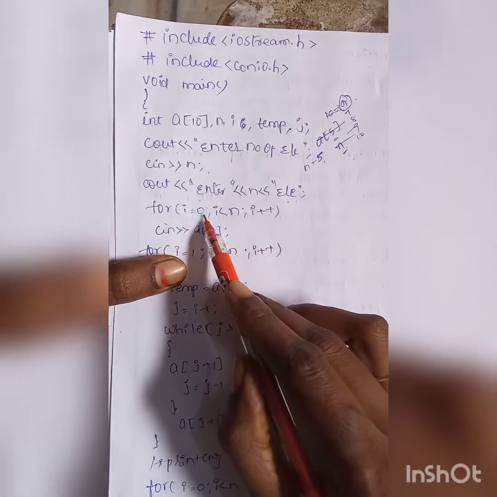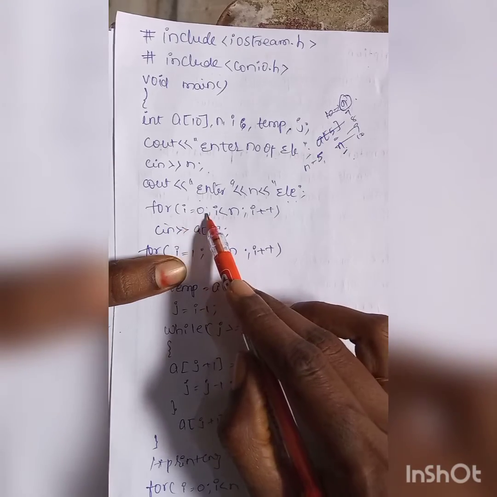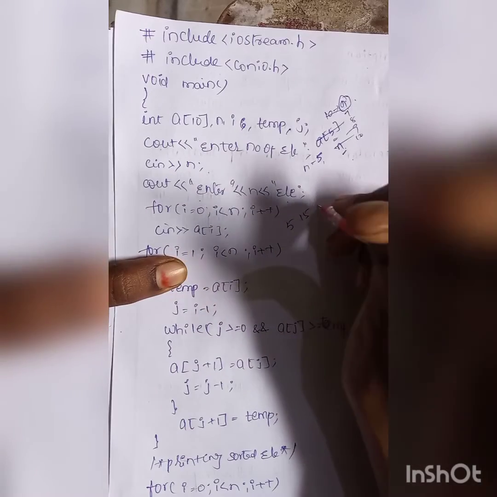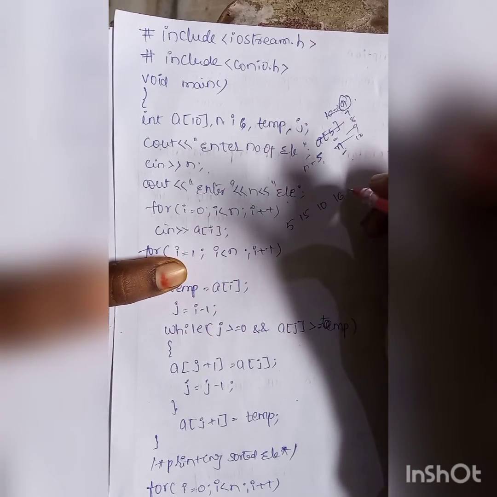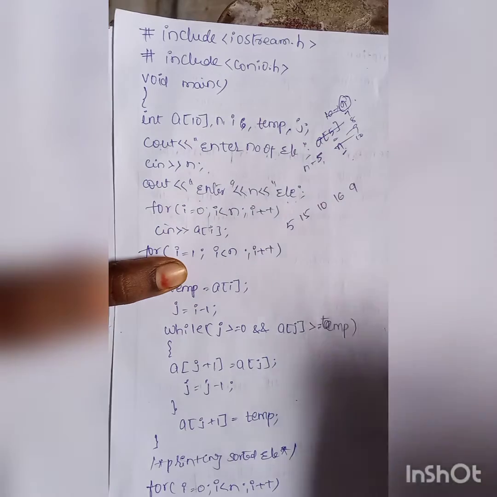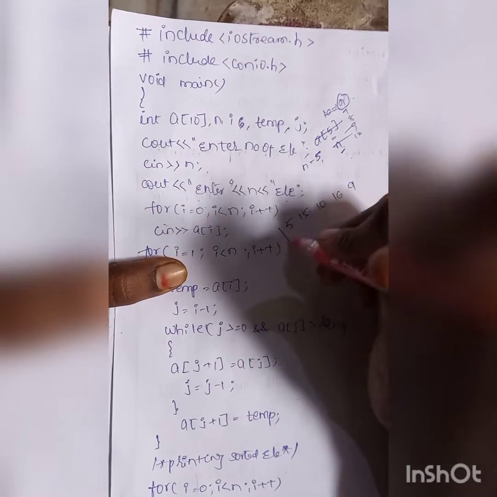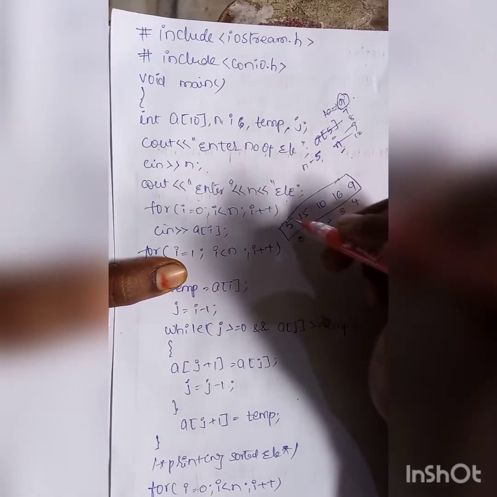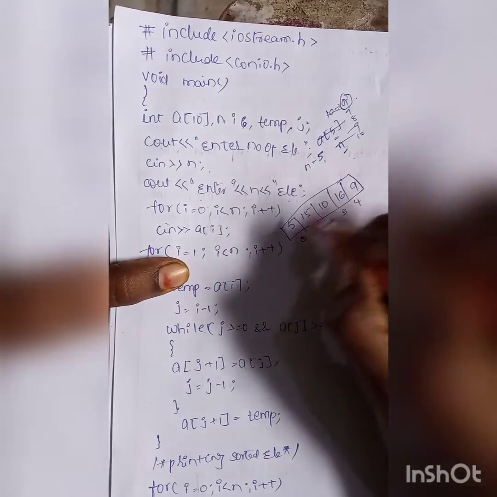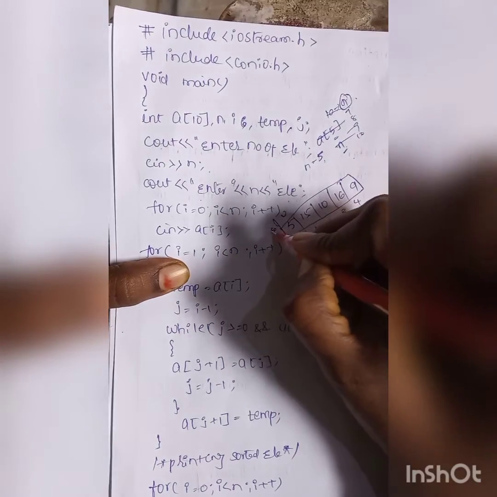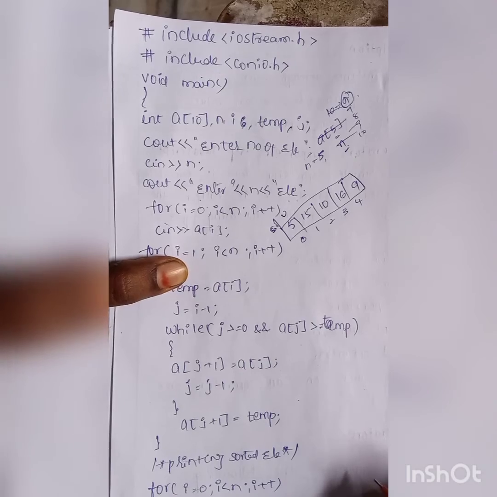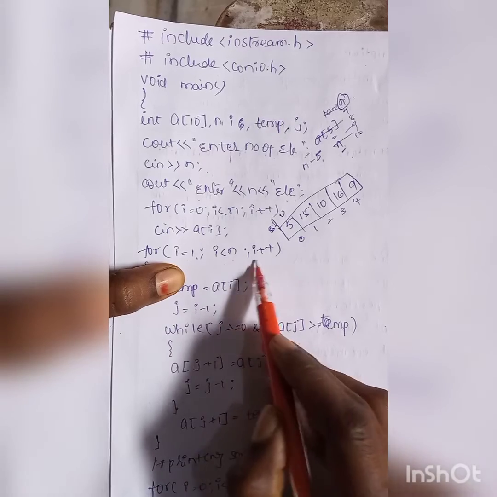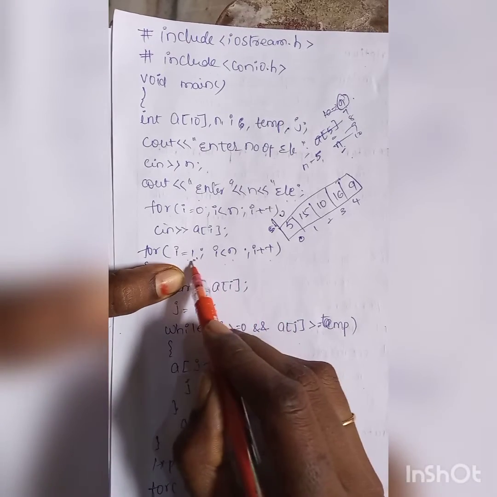Now a of 0, a of 1, a of 2, a of 3, a of 4. Now consider the elements as 5, 15, 10, 16, 9. Now I entered these elements. These elements must be in the particular order of 0, 1, 2, 3 and 4. So first all these things are what? This is the unsorted part. Now you have to add it to the sorted part. Now first i equals 1, i less than n, i plus plus. So why am I starting with i equals 1?